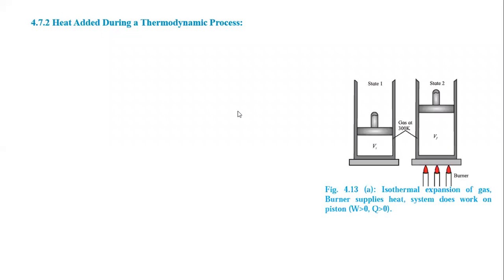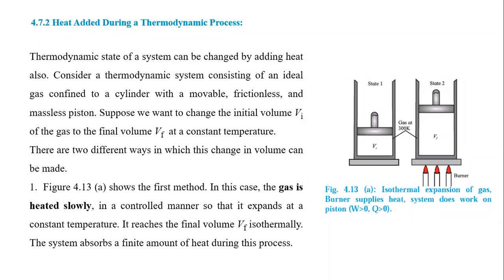Now the next article is heat added during a thermodynamic process. You know that many thermodynamic processes are there: isothermal, adiabatic, isobaric, isochoric. Now let's see here. The thermodynamic state of the system can be changed by adding heat. We already discussed this previously. We can change the state by adding heat.